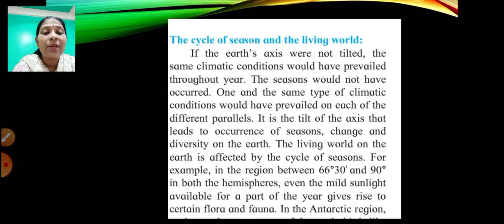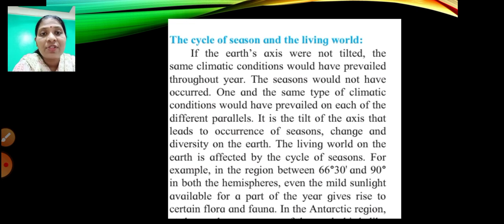So why is it? Because of the tilted axis of the earth. If the axis of the earth was not tilted, the same climatic conditions would have prevailed throughout the year, and seasons would not have occurred. The same climatic condition would have prevailed on each of the different parallels. So it is the tilt of the axis that leads to the occurrence of seasons, change, and diversity of the earth.